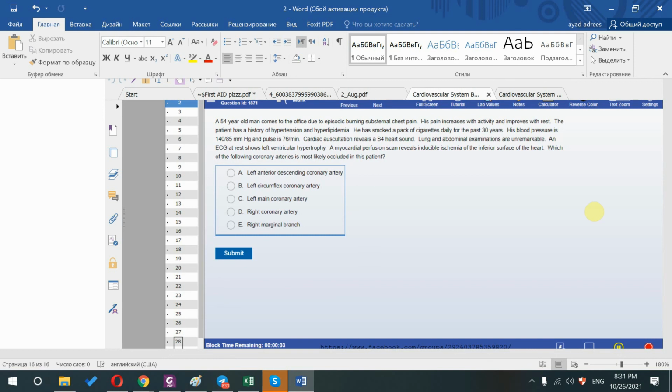A myocardial perfusion scan reveals inducible ischemia of the inferior surface of the heart. Which of the following coronary arteries is most likely occluded? They are asking us which coronary artery supplies the inferior surface of the heart. Let me remind you about one thing. The heart is a little bit twisted, and your right ventricle is the one located like in the inferior side. So let's see.